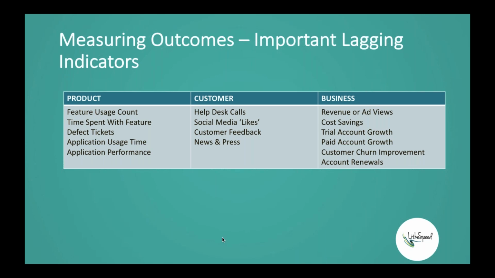And then, of course, there's the business outcomes themselves. Did we get the revenue we were looking for, or the cost savings we were looking for? Did our number of trial accounts go up, or did the number of paid accounts go up? Or am I losing customers, or are customers churning more or less? And account renewals, are they up or down, or no impact whatsoever, et cetera? All of these things are potential outcomes that we could measure.